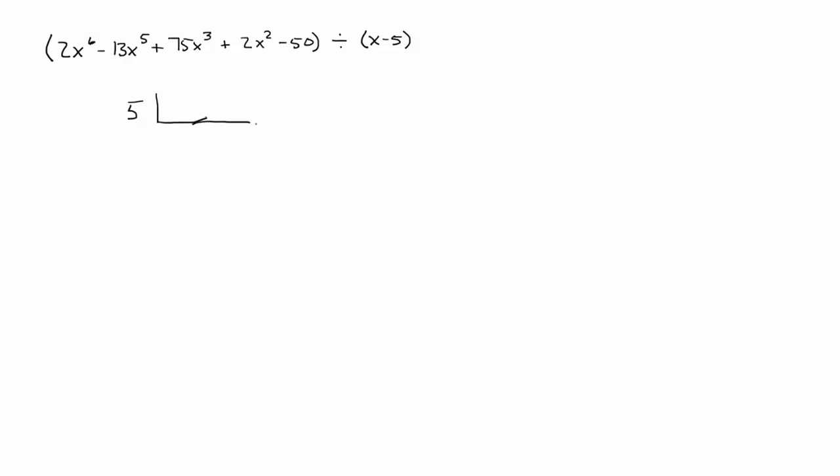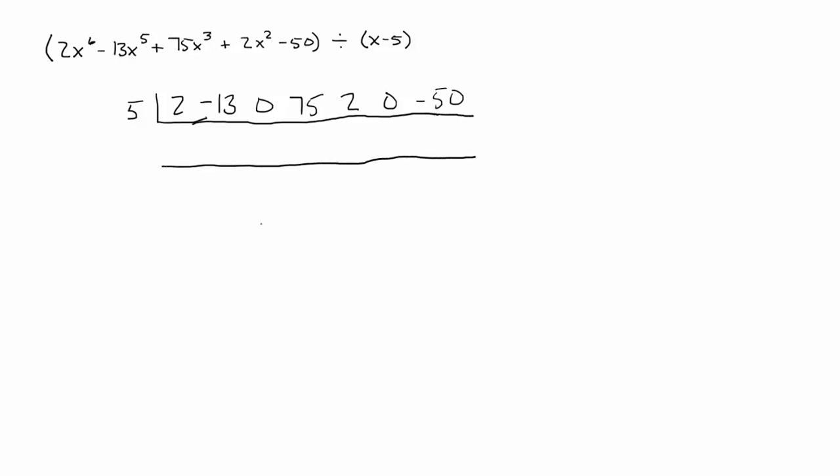And then we're going to have a long set of coefficients. So draw a long bar. We have 2, negative 13, and then 0, and 75, and 2, and 0 again, and then negative 50. And now we bring down our 2. 5 times 2 is 10. Minus 13 is negative 3.